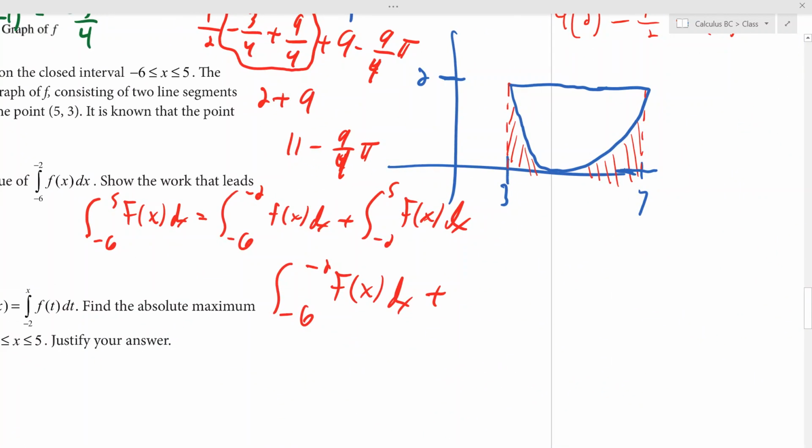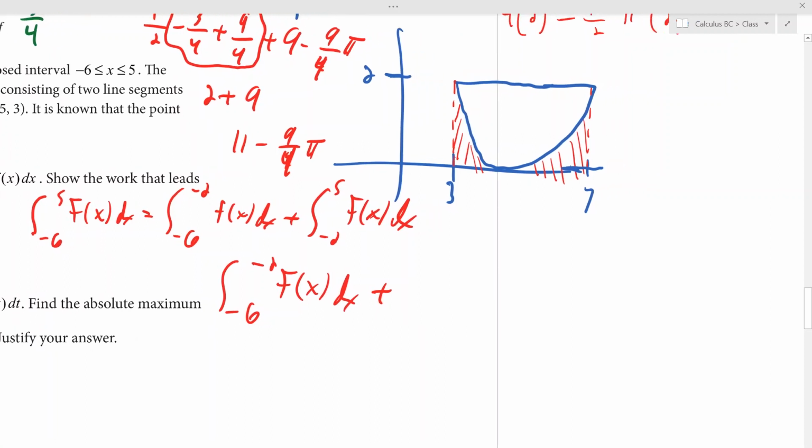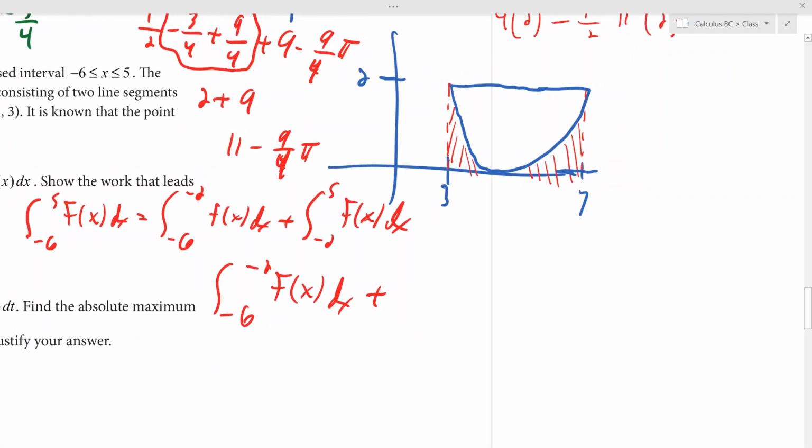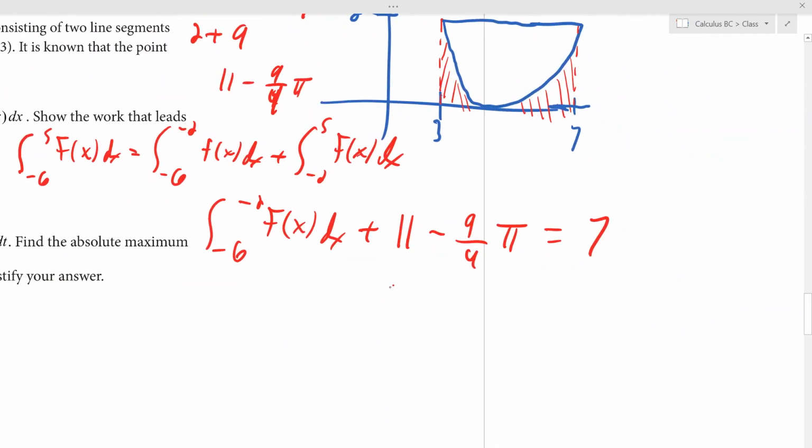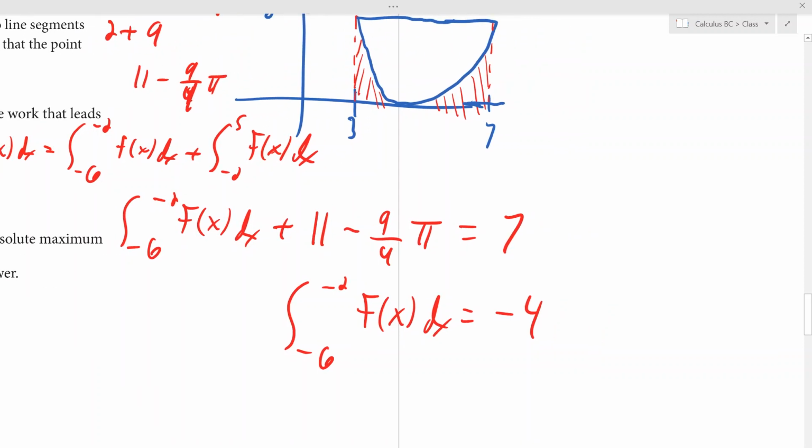Okay? So all I'm doing is splitting this integral up here into -6 to -2 plus the -2 to 5. And that's 11 minus 9/4 pi. And that has to equal, what they tell me it was, 7? Yeah, the total integral was 7. Which means if we just move all the other junk over there, we get that this integral from -6 to -2, subtract off that 11, that gives you -4, and then you're going to add 9/4 pi. So there you go. That's part A.